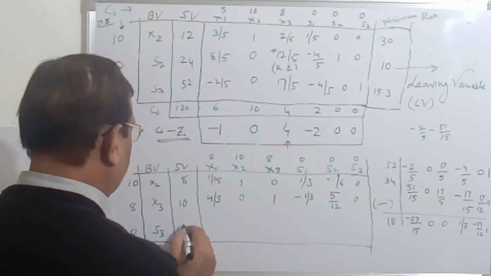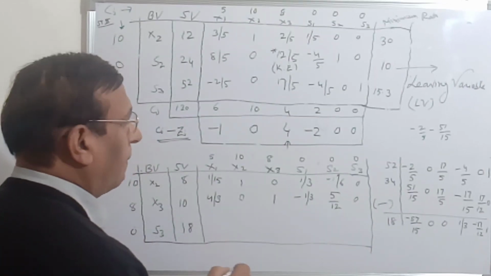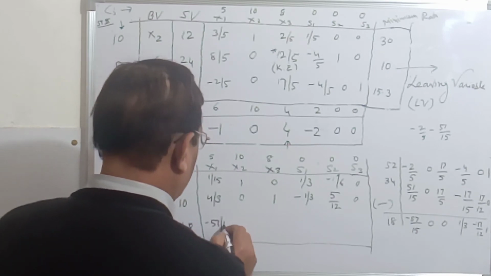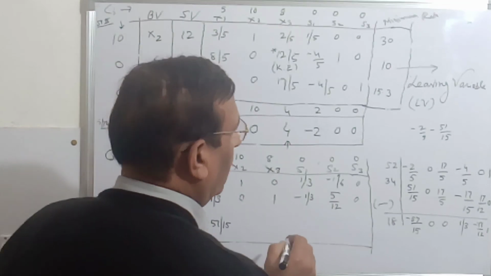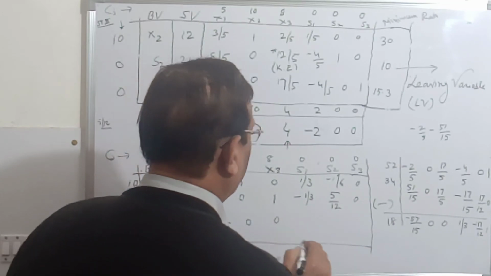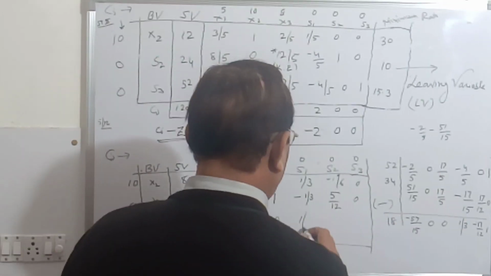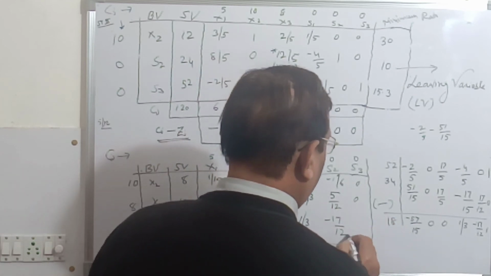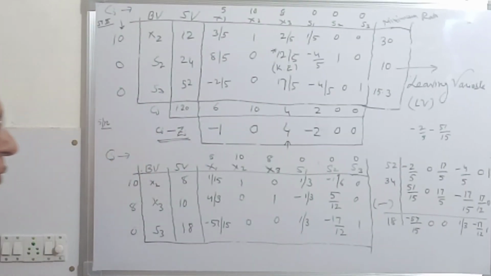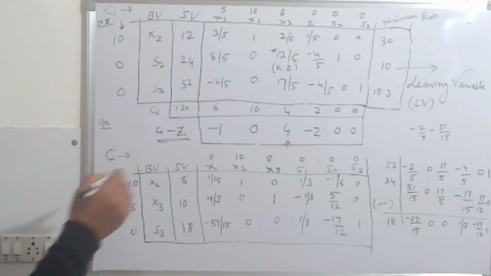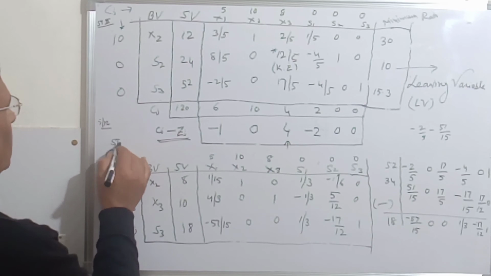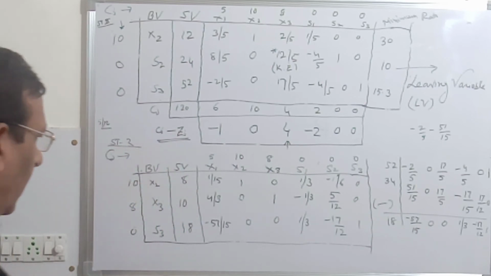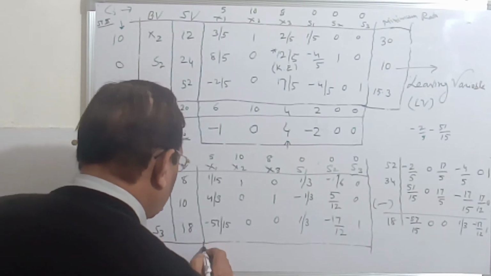So here it is 18. Here it is minus 57 by 15. 0, 0, 1 by 3, minus 17 by 12 and 1. A new table, simplex table 3, we have found.